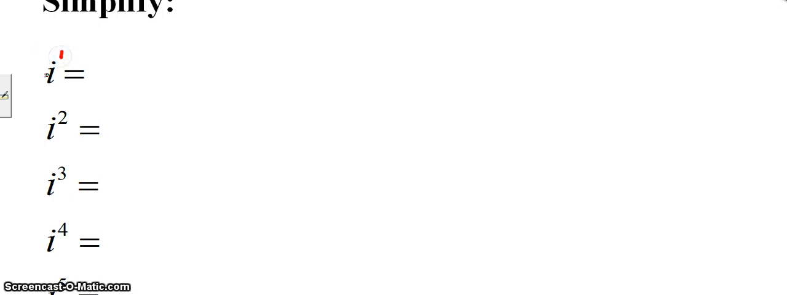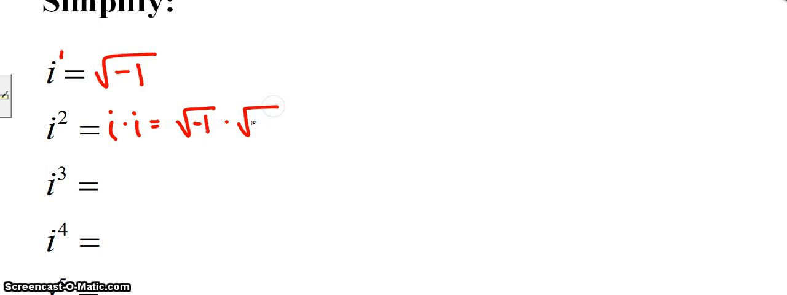So i is really i to the first, and as we defined in class, i is the square root of -1. Since you can't actually take the square root of a negative number, mathematicians define this as imaginary. We call it i. So now if we want to square i, that really means, expanded, we're multiplying i times i. And remember, we defined i as the square root of -1, so we can substitute that definition in for each i here. So really, i squared is just the square root of -1 times the square root of -1.